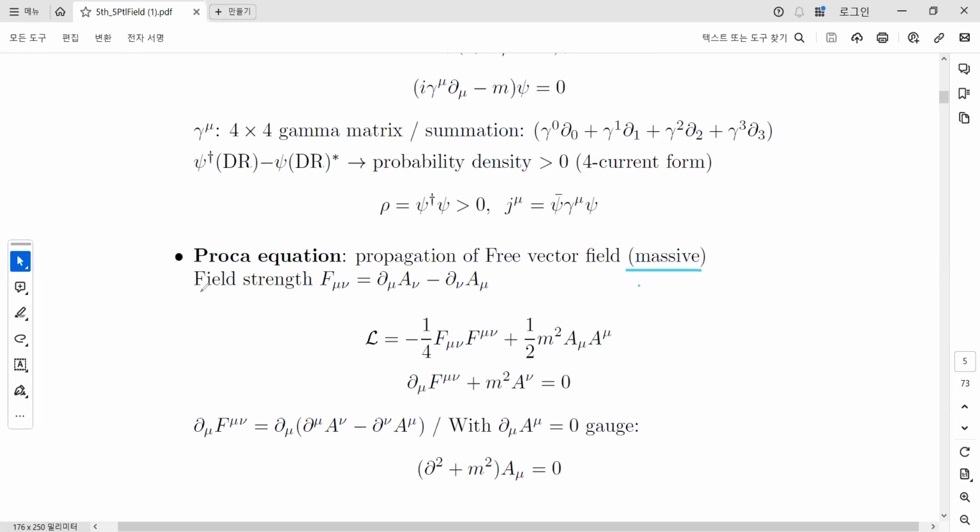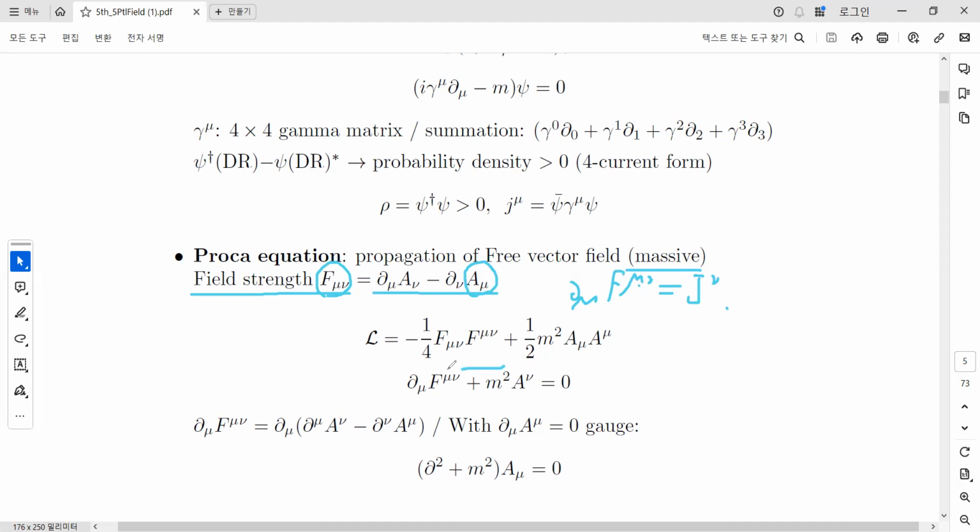We can define the field strength F mu nu as partial mu A nu minus partial nu A mu. That comes from electrodynamics in the relativistic version. Such A mu corresponds to the gauge potential, and F mu nu contains the electric and magnetic field strengths. And we know that the Maxwell equation can be written as partial mu F mu nu equal to J nu, where J nu is a source term or the current.